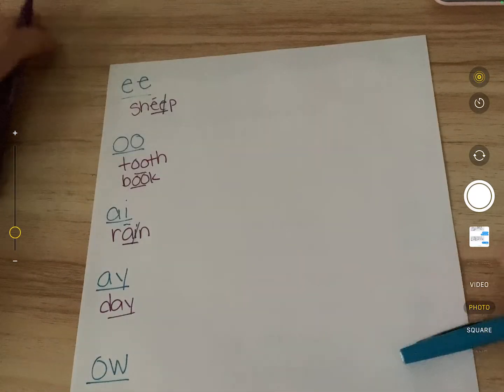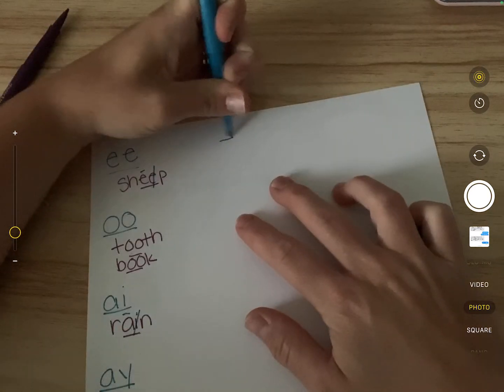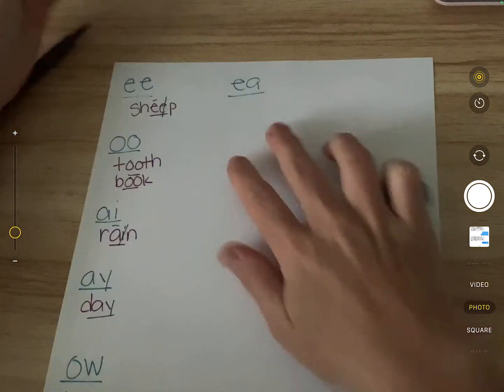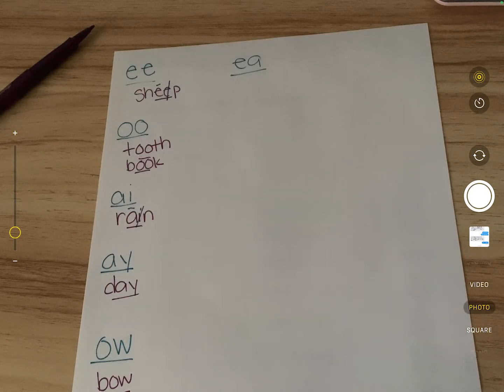Alrighty, I'm going to keep going. I told you there were a lot today. We have, this one is a tricky one. EA. EA says a lot of sounds. EA says 3 different sounds. Try to think of all 3 sounds that EA makes.